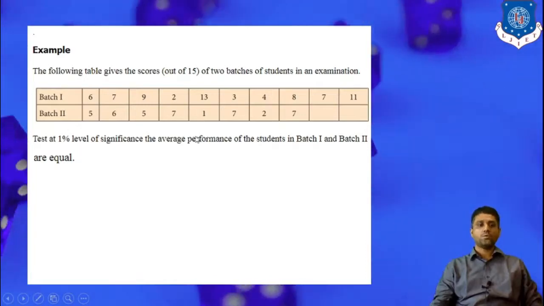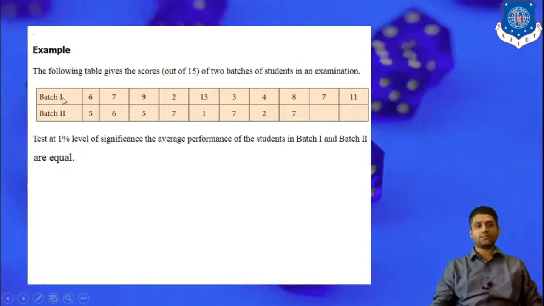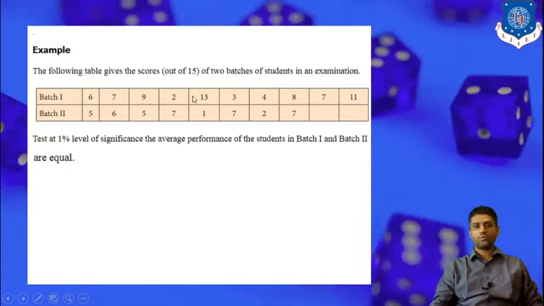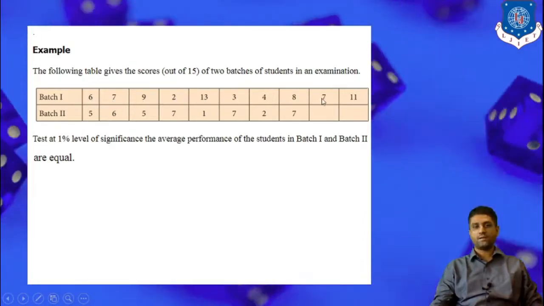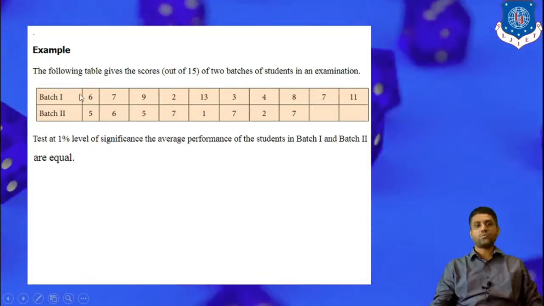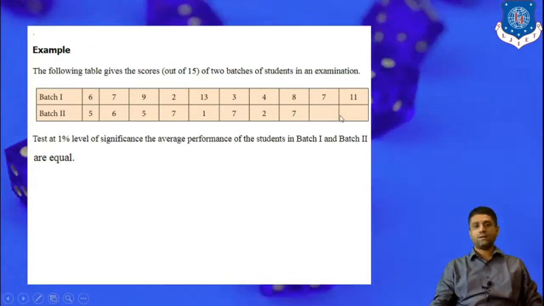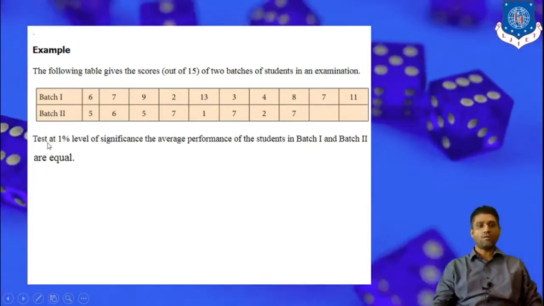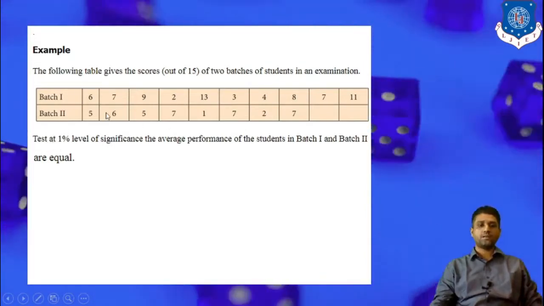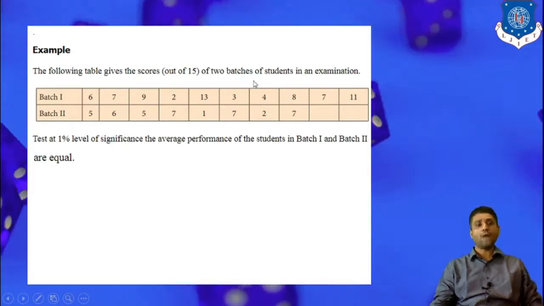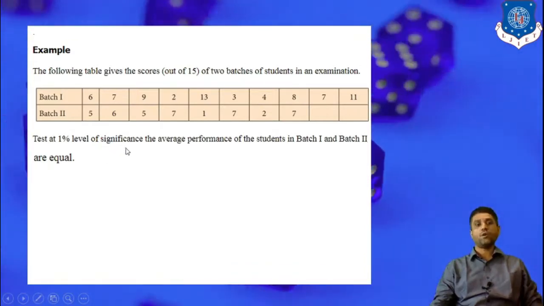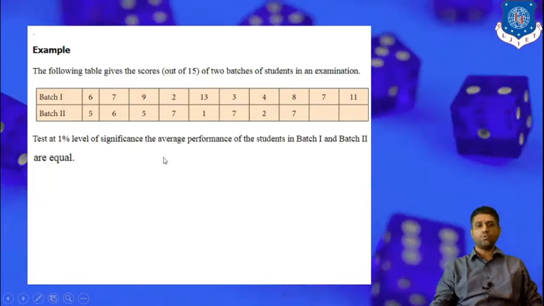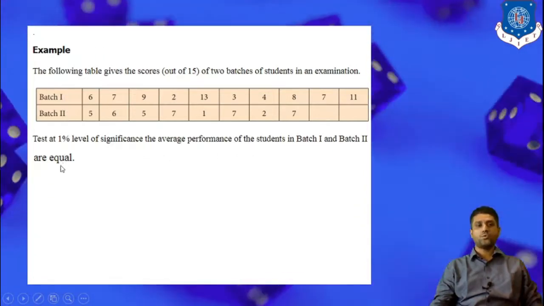First of all, we have to identify how many students are in batch 1 and batch 2. So 1, 2, 3, 4, 5, 6, 7, 8, 9, 10. There are 10 students in batch 1, and there are 2 fewer students in batch 2, that is, 8 students in batch 2. Now our aim is to test this hypothesis at 1% level of significance: that the average performance of the students in batch 1 and batch 2 is equal.